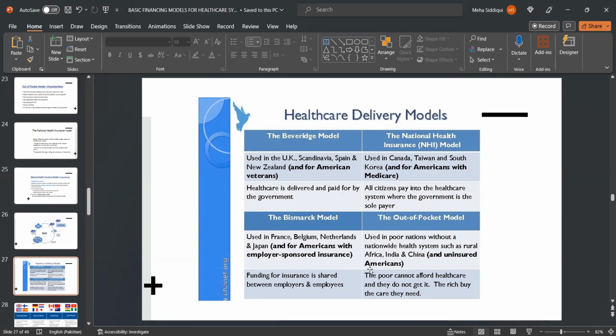Then comes the out-of-pocket model. It is used in poor nations without a nationwide health system, such as the rural areas of Africa, India, and China. Here, the poor cannot afford healthcare and they do not get it. So they just stay sick or die, but the rich buy the care they need.